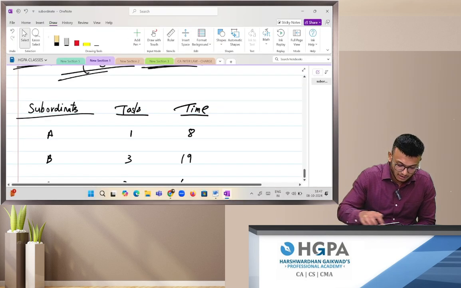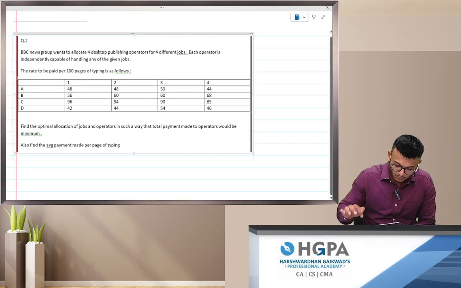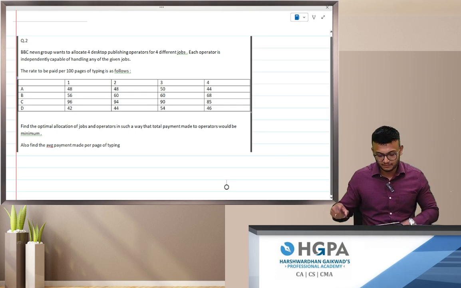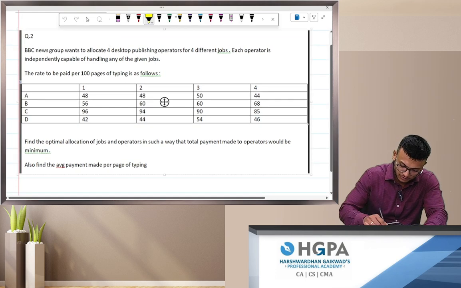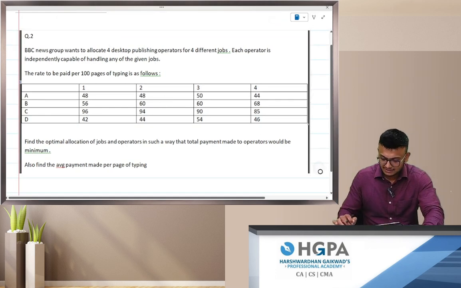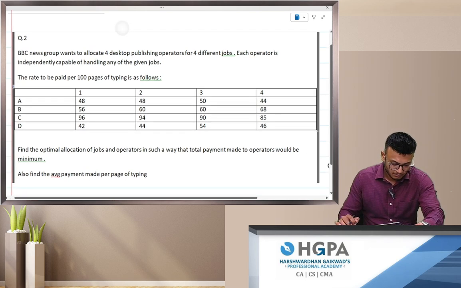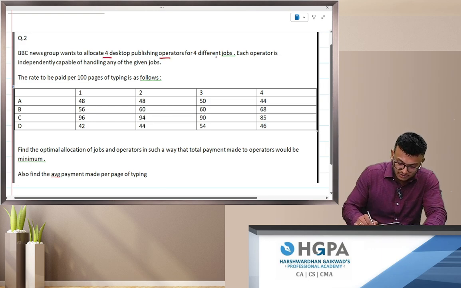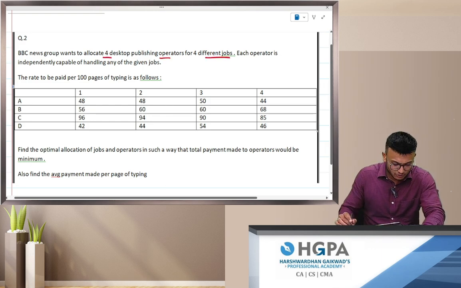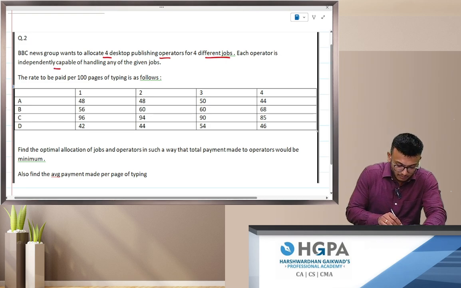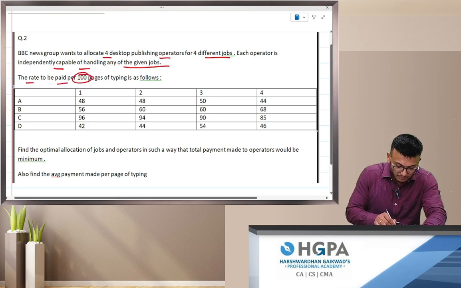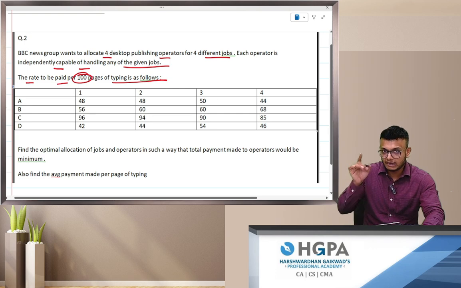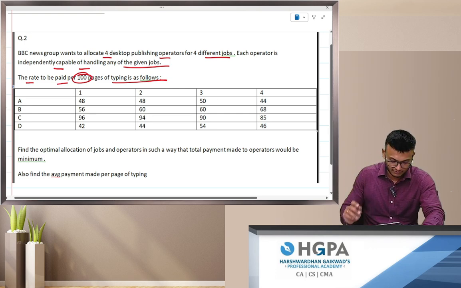Okay. Now, going a bit ahead. Chalo. One step ahead we'll go. Pay attention now, everybody. Second question on your screen. BBC News Group wants you to allocate 4 operators to 4 jobs. Simple. Each operator is independently capable of handling any of the given jobs. The rate to be paid per 100 pages is given below. So for 100 pages of typing, this is the rate which these guys have mentioned.